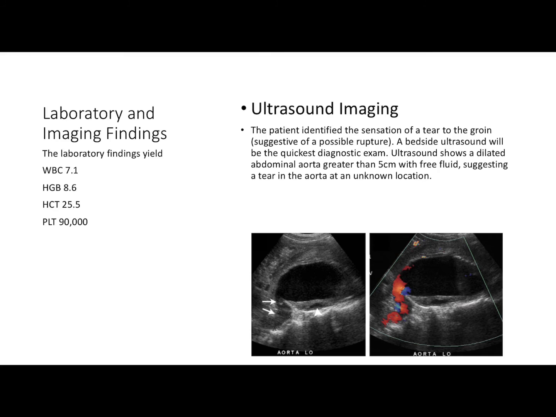Ultrasound imaging of this patient. The patient identified the sensation of a tear to the groin suggestive of a possible rupture. A bedside ultrasound will be the quickest diagnostic exam. The ultrasound shows a dilated abdominal aorta greater than 5 centimeters with free fluid, suggesting a tear in the aorta at an unknown location.